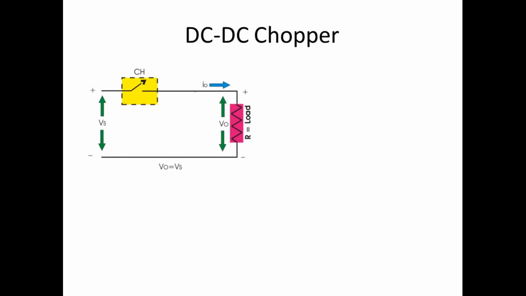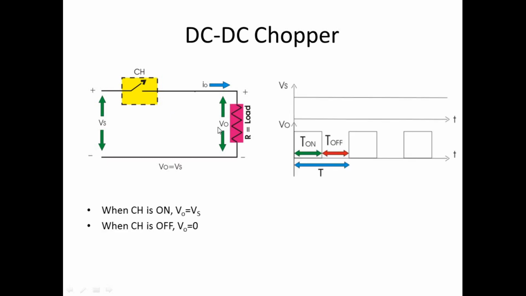And this is the basic chopper circuit. We are applying a constant DC voltage here, and we are using an R load. So the operation is: when the switch is on, we get a voltage the same as the input voltage. If the switch is on, the source is directly connected to the load, so the output voltage is the same as Vs. If the switch is off, the input will be disconnected from the load and the output voltage will be 0.